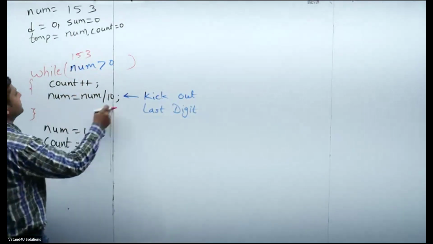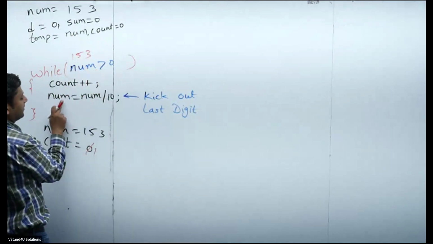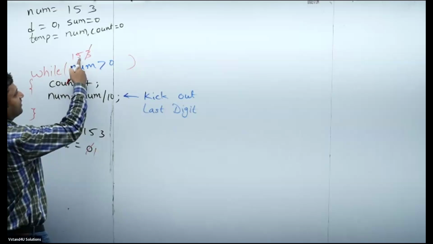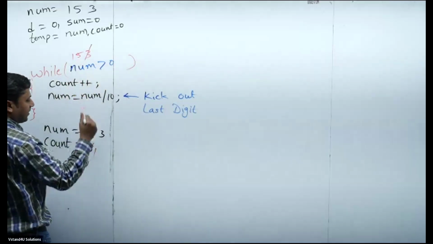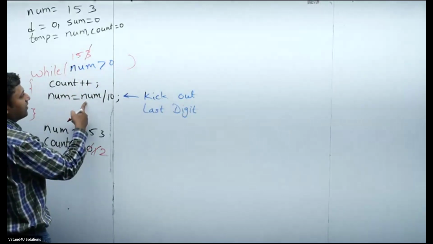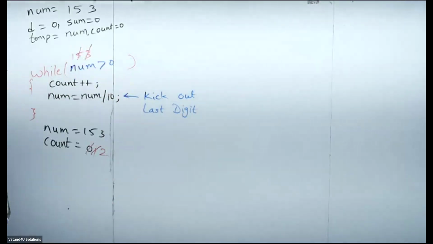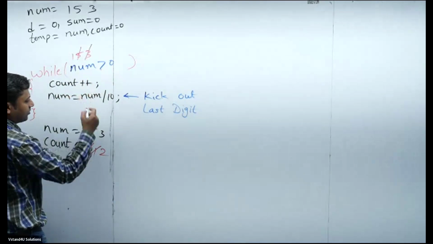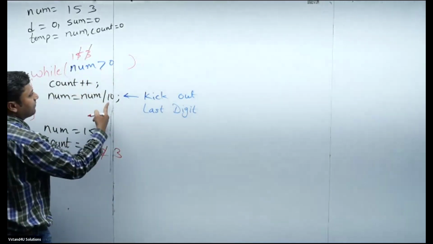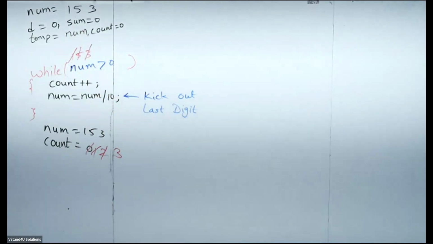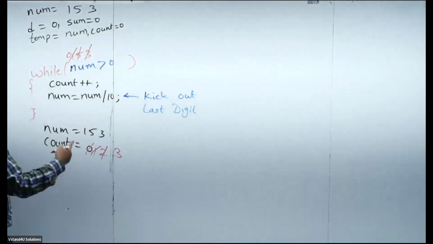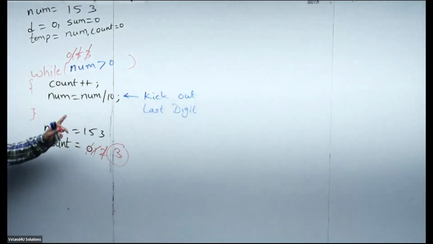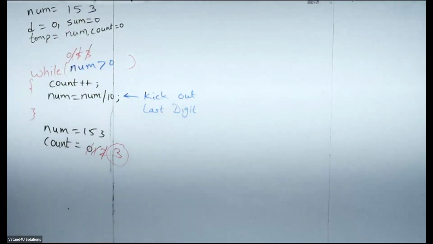Agree? Then after this, once again we will check. This time num equal to num divided by 10, then the left over is 15, greater than 0. So increment the count to 2. After this, once again divide by 10, it will be 1. After this, 1 greater than 0 condition. In that case, increment the count to 3. Once again, num equal to num divided by 10, then the left over is 0. Now once again condition check, 0 greater than 0 condition fails. How many digits? We have got the count of digits.